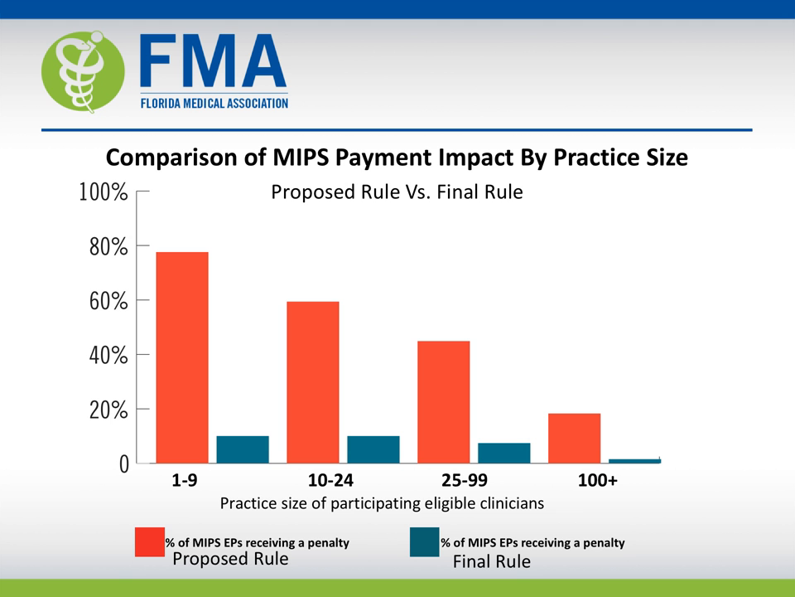Around 60% of practices with between 10 and 24 eligible clinicians would be penalized. More than 40% of practices with between 25 and 99 eligible clinicians would be penalized, and around 20% of practices with 100 or more eligible clinicians would be penalized under the proposed rule. Under the final rule, as you can see here in this comparison, very few practices are expected to be penalized due to the opportunity to report a minimal amount of data and thereby avoid a penalty.